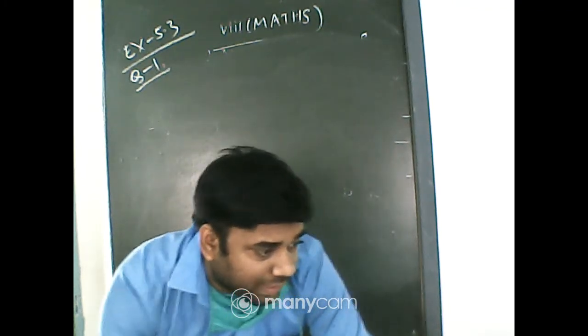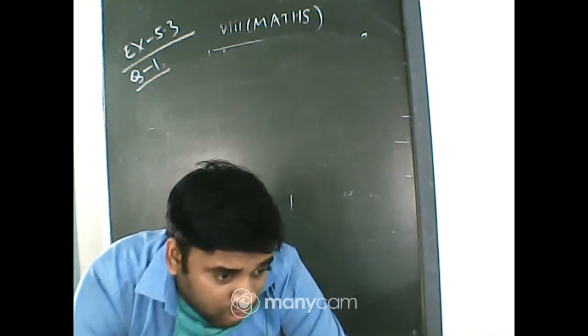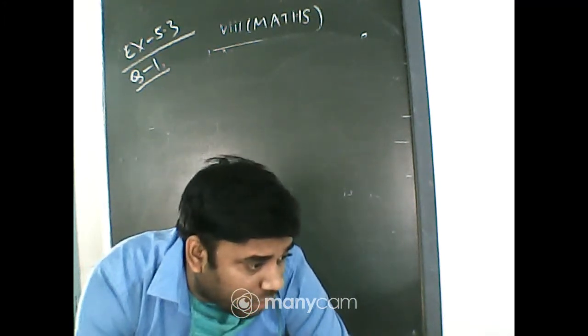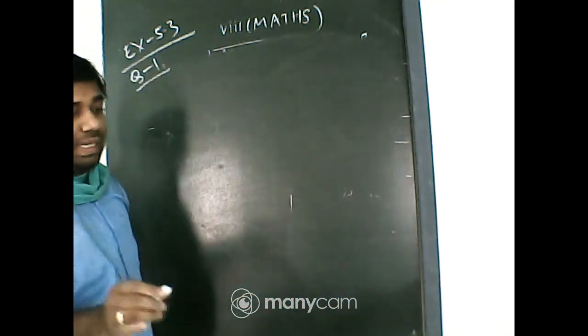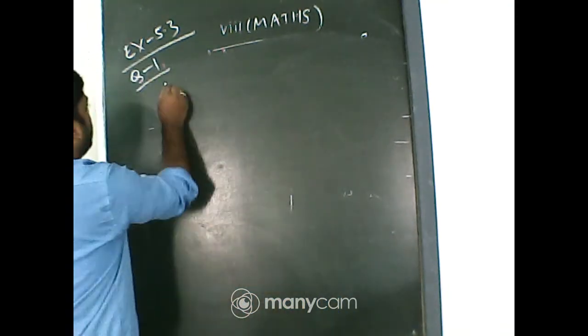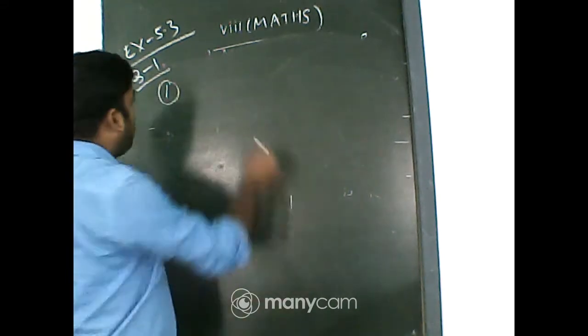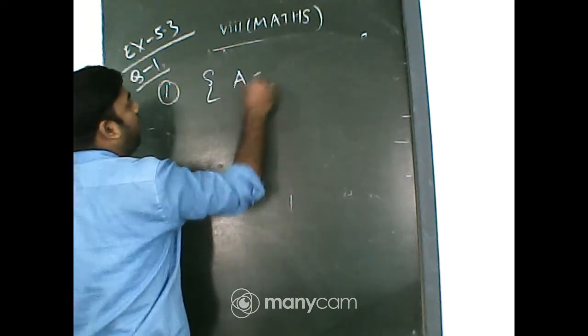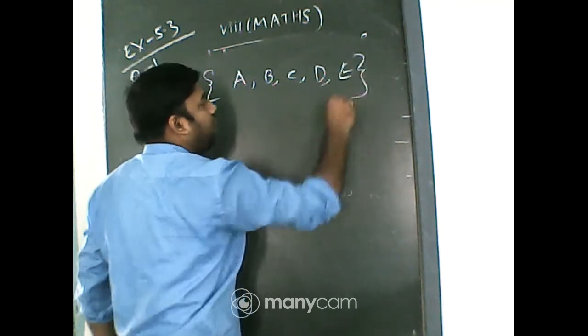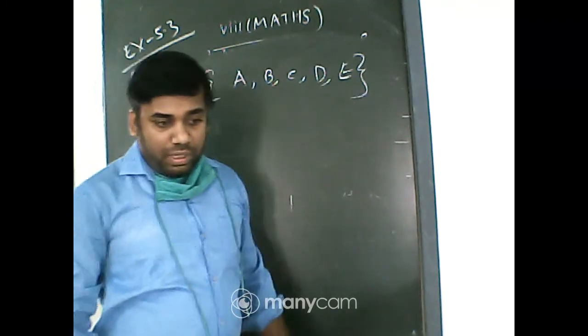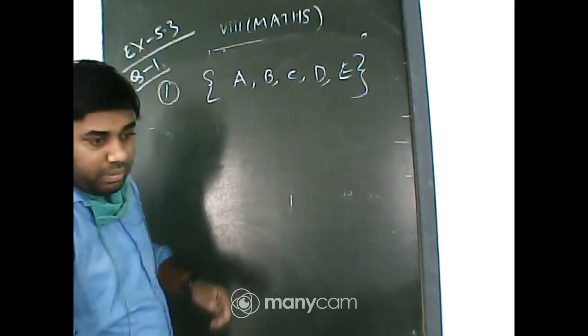First of all, if you spin the wheel, what will you get as the outcome? There is A, B, C, D, E. So the outcome will be that you get either A or B or C or D or E. You will get those outcomes.